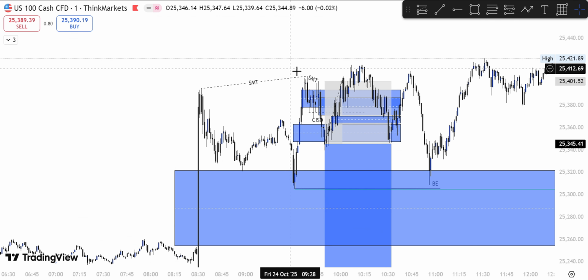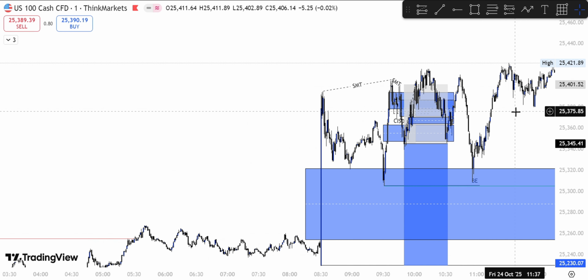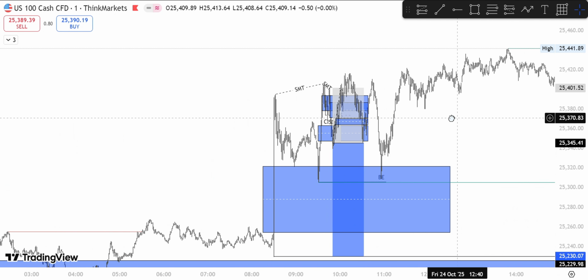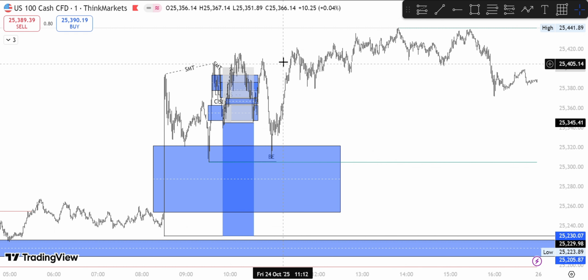So yeah, this was my first ever losing day on NQ. I'm up $150 on my $5,000 account, so I'm up 3%. Not too shabby. Next week is going to be a beautiful week.